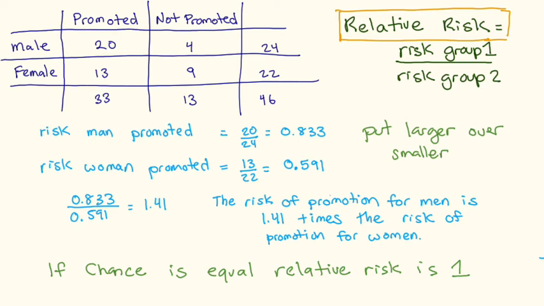If the chance that men and women were promoted were equal, then the relative risk is going to be 1. So it's just something to keep in mind if we're looking at a paper. 1 is when they're equal. If the number is bigger than 1, then the top group has a bigger chance. If the number is smaller than 1, then the bottom group has a bigger chance.